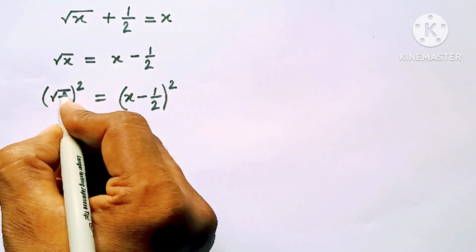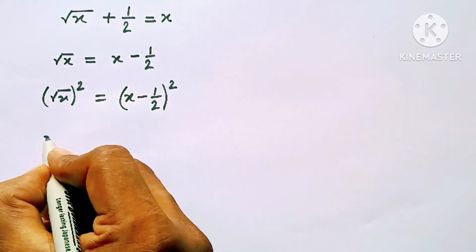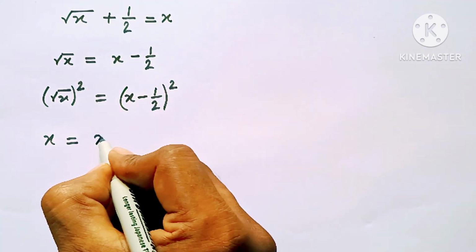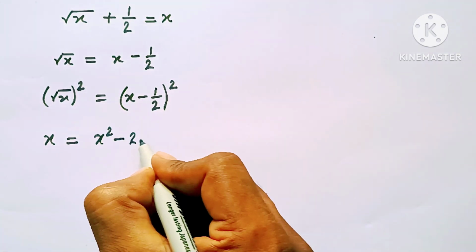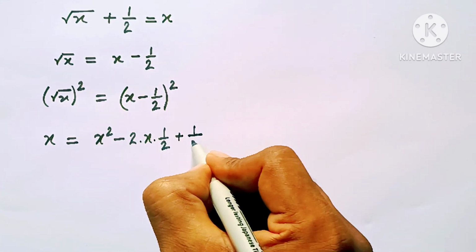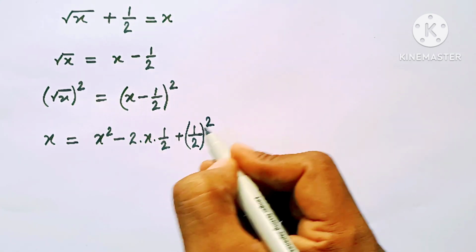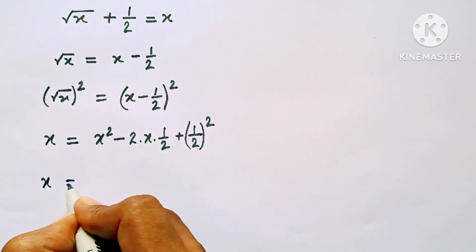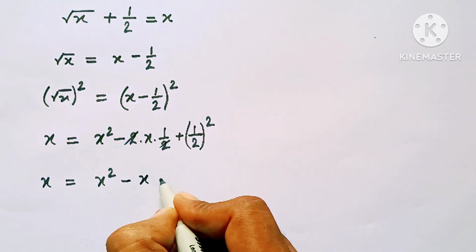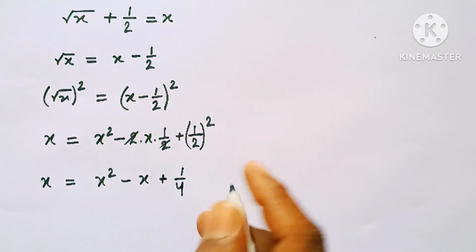Now this root and square will cancel, so we have only x, and this is going to be broken down. So we have x square minus 2x times 1 by 2 plus 1 by 2 square here. So you can see that x and x square, this will cancel. We have negative x plus 1 upon 4.